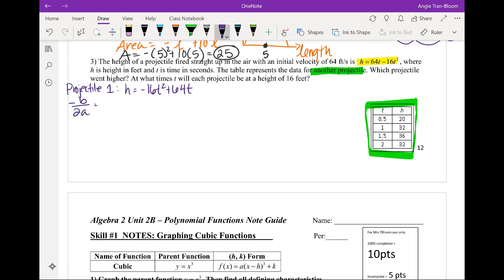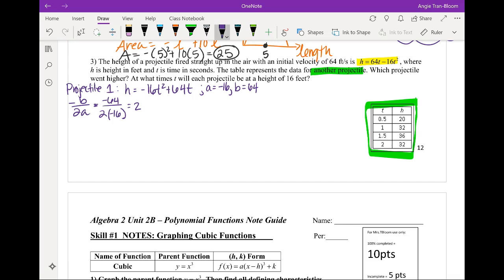What's your b value here, hon? B value for our projectile equation 1. I'm just looking for a and b. What's your a value for this equation? Negative 16. B value for this equation is? 64. The x-coordinate of the vertex is negative b over 2a. So what is negative b value, hon? Right, negative 64. Divided by 2 times what's your a value, hon? Good, negative 16. All right, y'all. Negative 64 divided by negative 32 is? 2. That is 2 seconds.